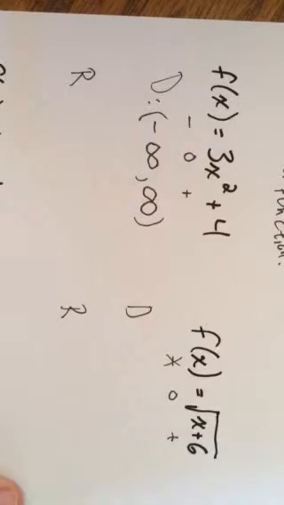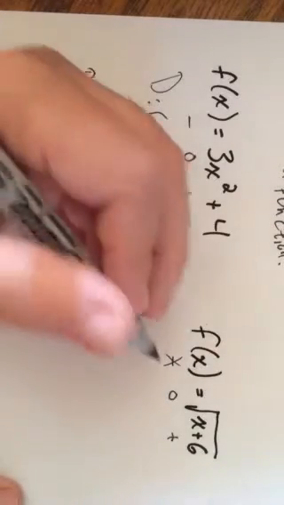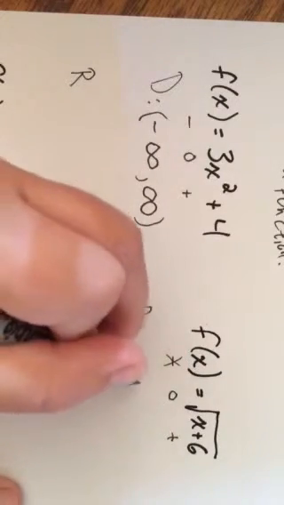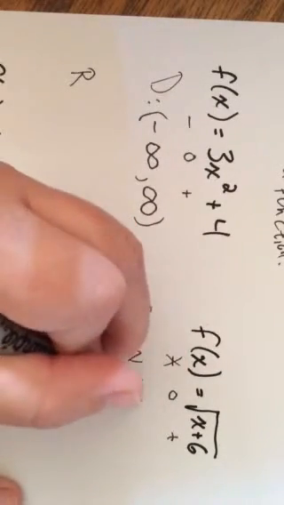Can I take the square root of 0? Sure, the square root of 0 is 0. Can I take the square root of a positive number? Sure, the square root of 9 is 3. Can do that. So my domain, my x, has to start at 0, and it can be equal to 0, so greater than or equal to 0.